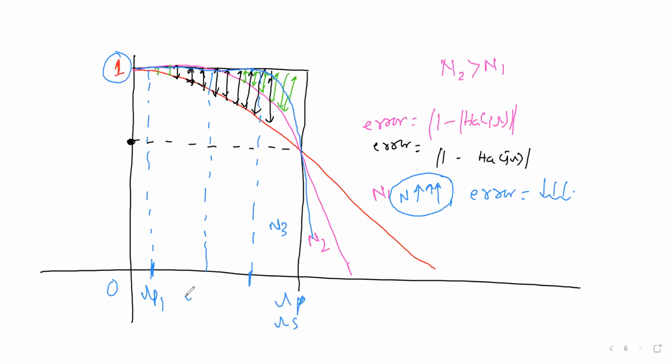Let the passband edges be omega p1, omega p2, omega p3. In the first case, from 0 to omega p1, the magnitude is 1. In the second case, 0 to omega p2, the magnitude is 1. And in the third case, 0 to omega p3, the magnitude is 1. If you increase the value of n more and more, it will approach omega p directly. The practical filter will approach the ideal filter.